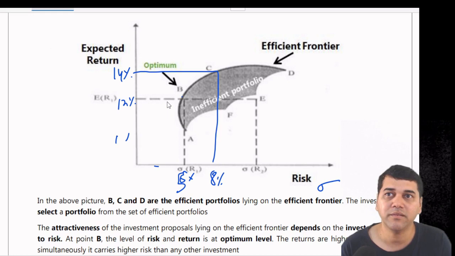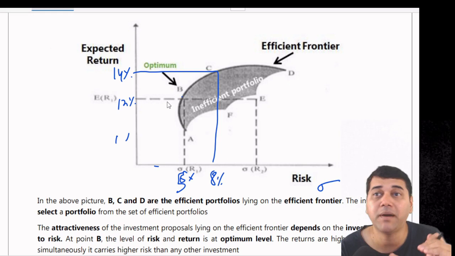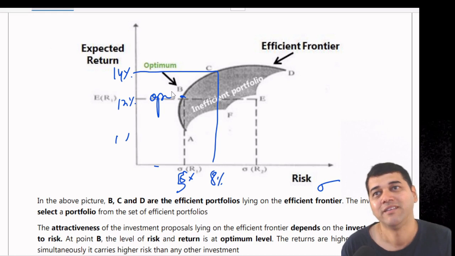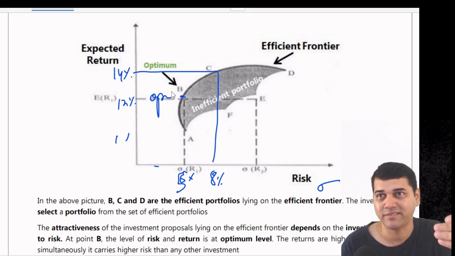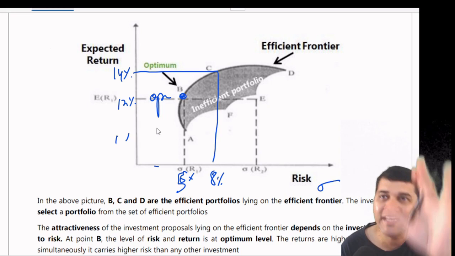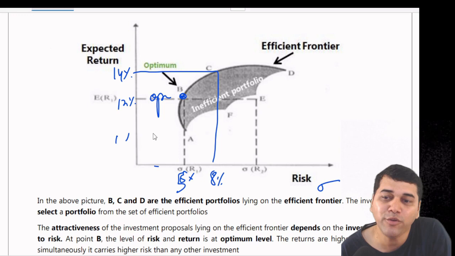If I consider the market as a whole, and I consider the market as risk averse, they don't want to take much risk, then B becomes optimum. Straight away we can suggest. If some investor comes to you, sir, where should I invest? Assuming him to be risk averse, that means he doesn't want to take more risk, you say go and invest in B. That's called optimum. Below this, you don't find anything. Above this, you will find, but risk also will increase. That's why you don't have any investments here.